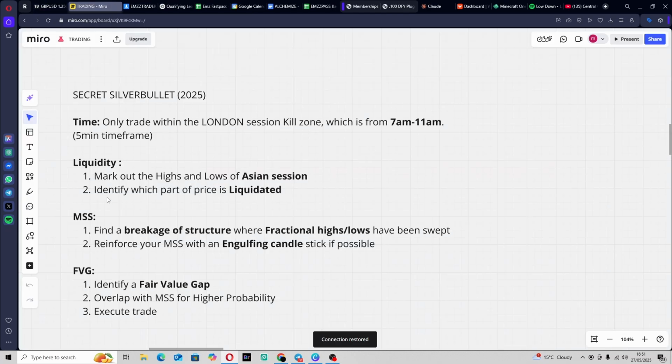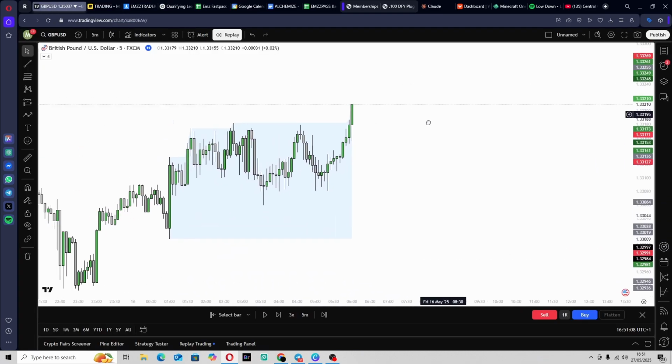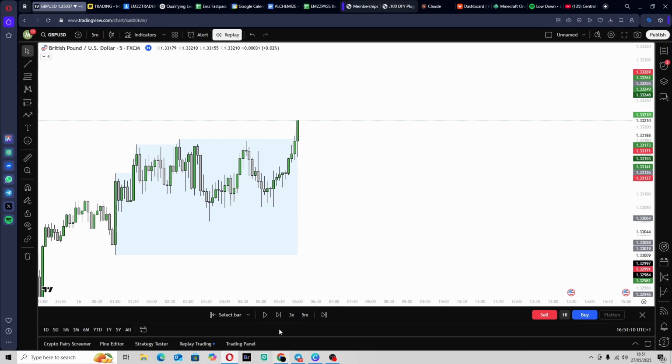So what you're going to be doing is only trading one London kill zone session, which is from 7 a.m. to 11 a.m. on a 5-minute time frame. You mark out the highest point and the lowest point of the Asian session as soon as you start, okay? So this is the highest point of the Asian session so far.